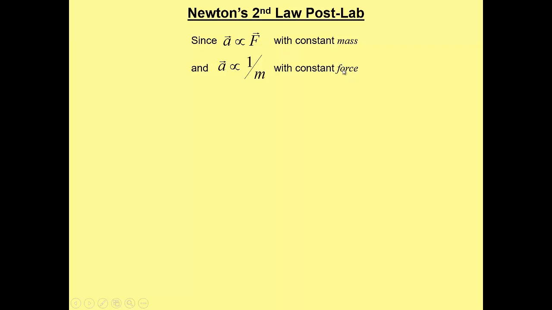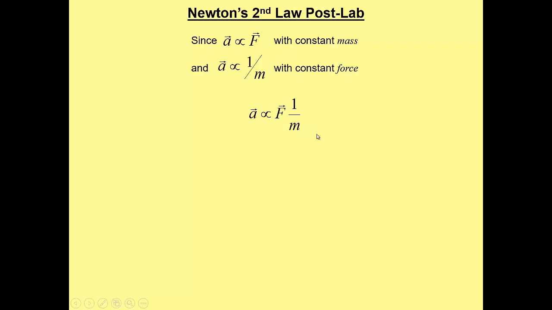Do you remember what we did with this when we did the area of a triangle lab? When we had a situation like this, we took the 2 variables and we multiplied them together. We said the acceleration is proportional to the force times 1 over the mass. We didn't add them, divide them, or subtract them. We have to multiply them.